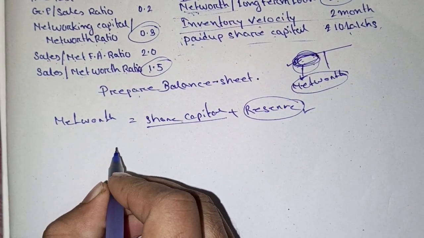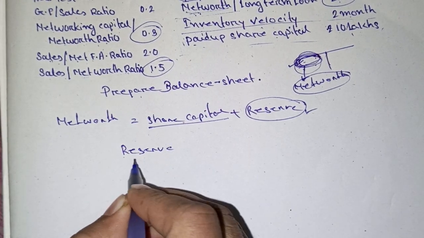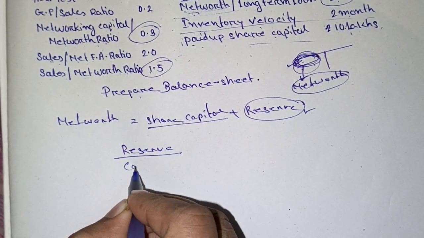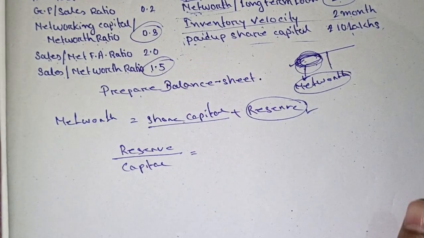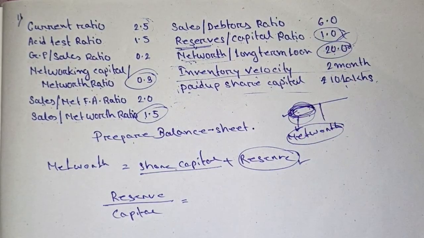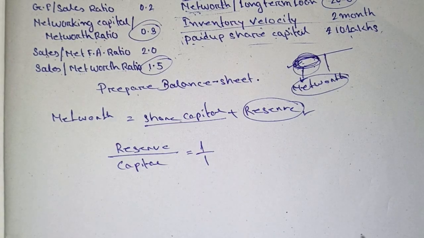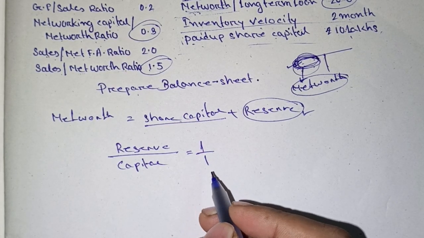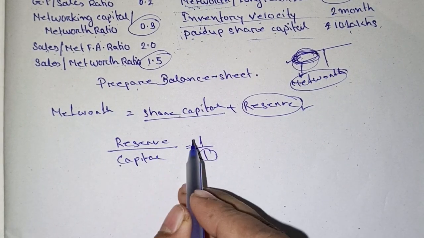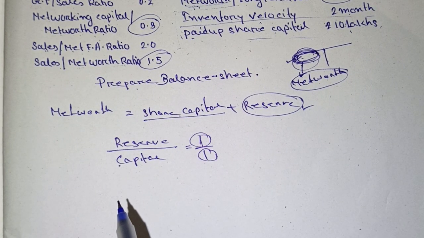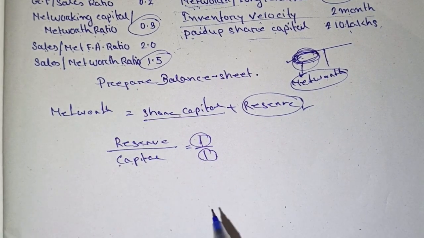I can write it like that: reserve by capital equal to, the question has given 1. Okay, so it means I can write 1 by 1, this is also called 1. So what is the meaning? If capital is 1, then reserve will be 1.